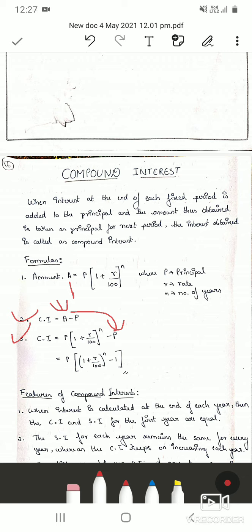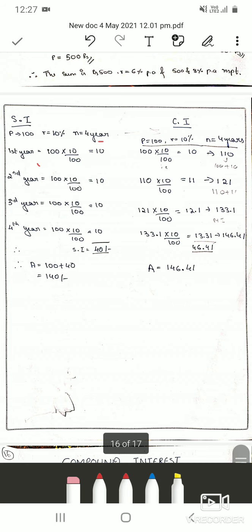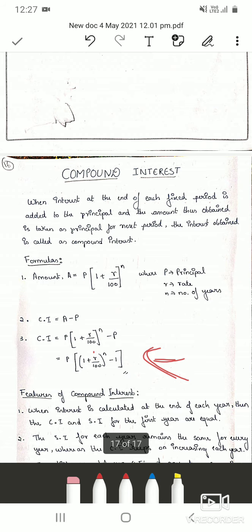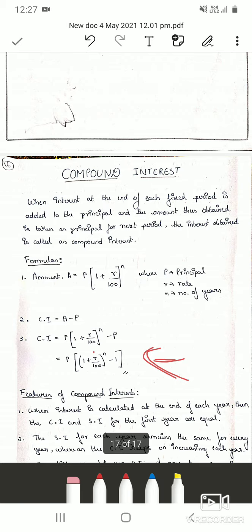So you can take P as common. Therefore the final formula for compound interest is P into 1 plus R by 100 whole raised to N minus 1. This formula you will be using for compound interest. If you want, you can substitute the values for the same problem where P is 100, R is 10, N is 4. You can solve it and check, you will get the answer as 146.41.